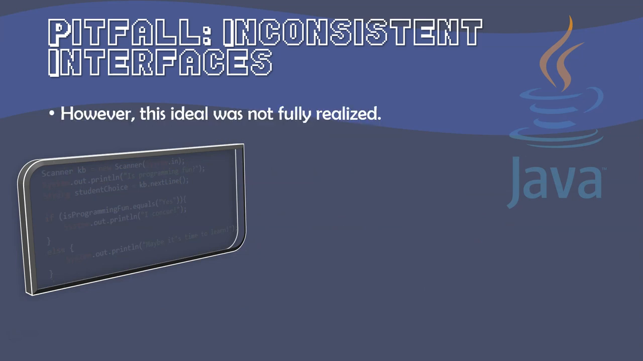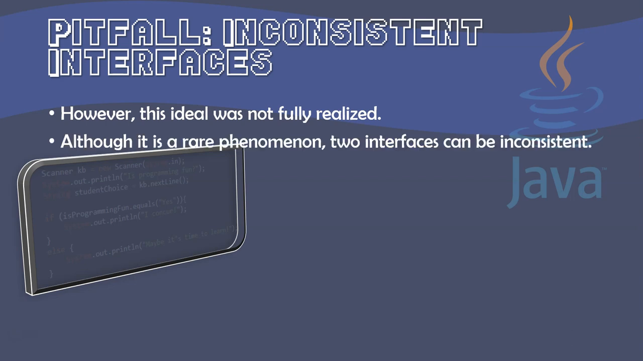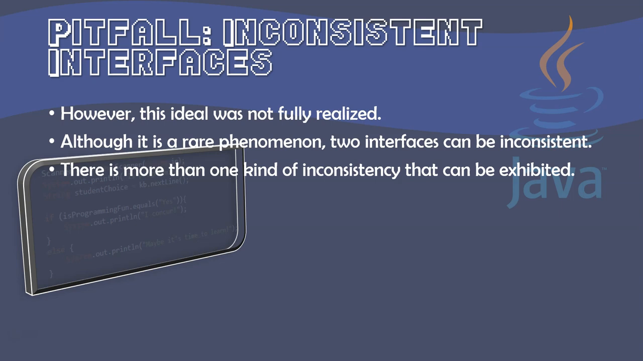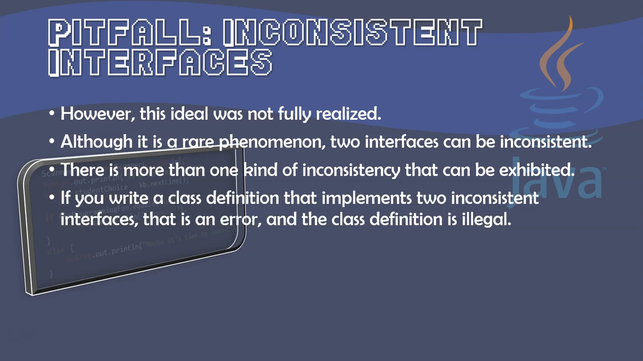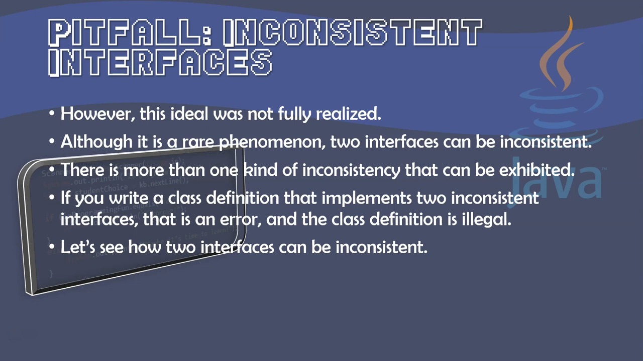However, this ideal is not fully realized. The hope was that interfaces would be consistent. Well, while it might be a rare phenomenon, two interfaces can become inconsistent. Then there's more than one kind of inconsistency that can be exhibited. For example, if you write a class definition that implements two inconsistent interfaces, that is an error, and the class definition would be illegal. So let's look at this through an example to really see how they could be inconsistent.